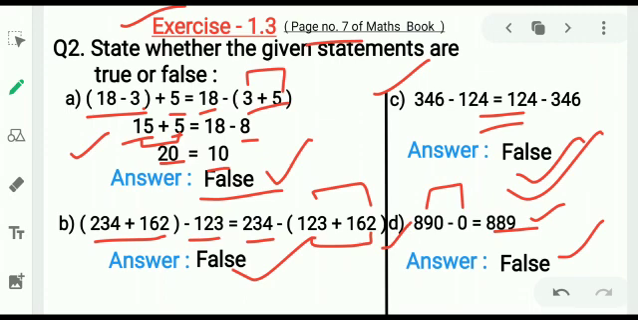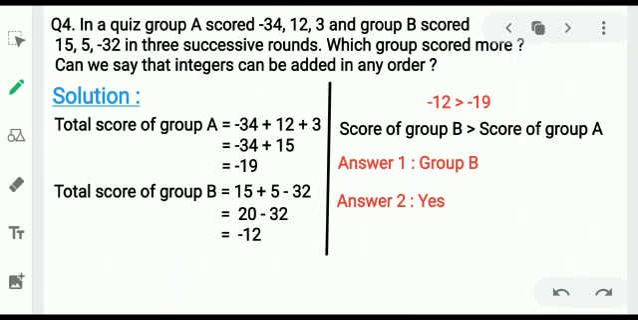Move to the next page. Here a question is given, question number 4. In a quiz, group A scored -34, 12, 3 and group B scored 15, 5 and -32 in 3 successive rounds.